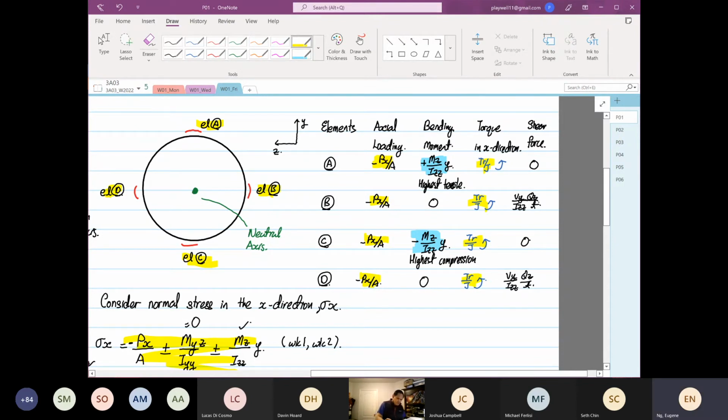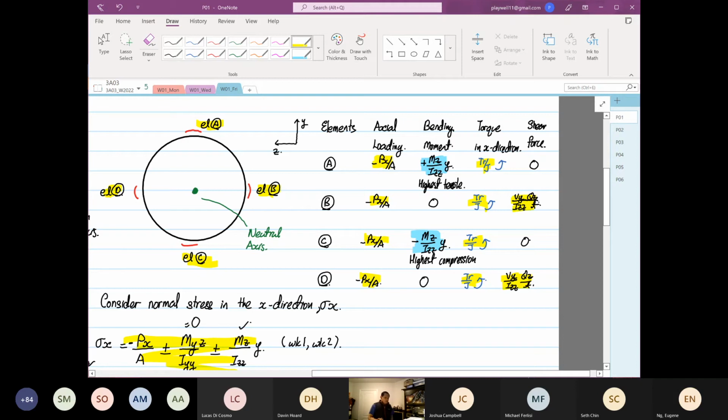And based on the shear force, you have a similar trend in the sense that the shear stress induced by the shear force is highest at point B and point D, whereas at A and C you have 0 shearing stress.